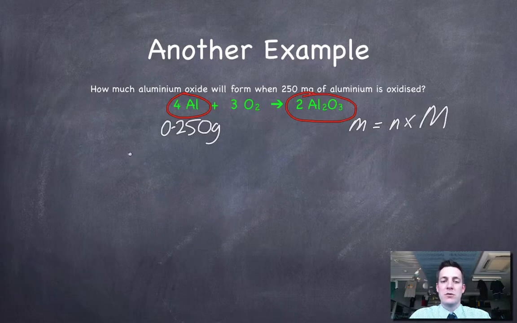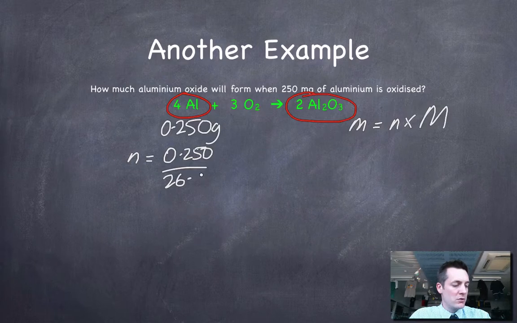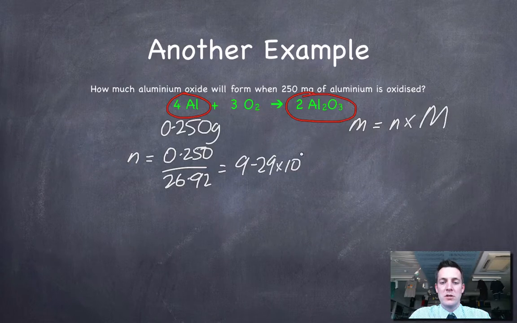So let's first of all find the number of moles of aluminium, and that will be 0.250 divided by the molar mass of aluminium, 26.92. That's right. And that is equal to 9.29 times 10 to the minus 3 moles. So I've found the number of moles of aluminium.